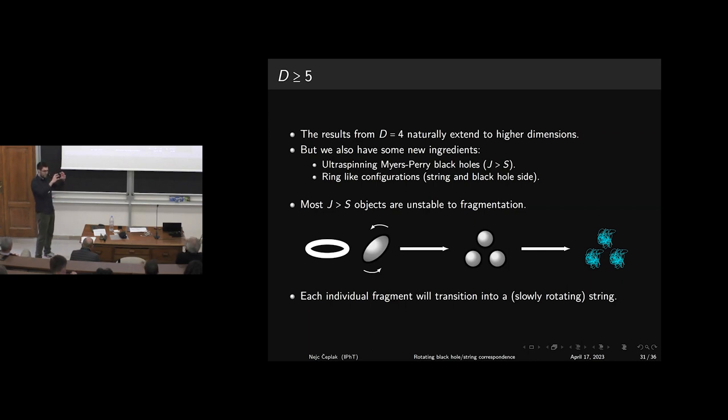So they will fragment, and in fact, what they will form is individual string balls. You can think of it like even a ring. The ring will form several balls which rotate around each other. And then each individual part will again transition as an individual, slightly lower rotating string, which is well defined.